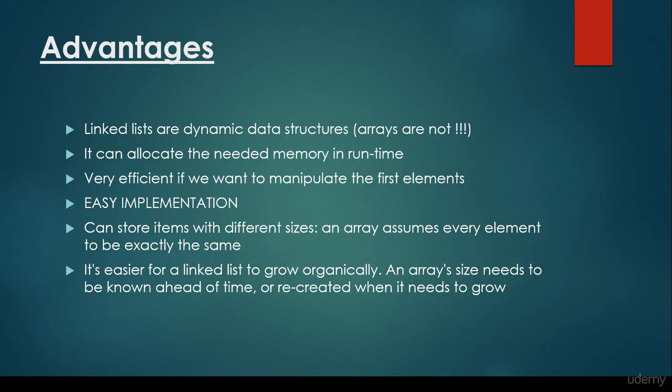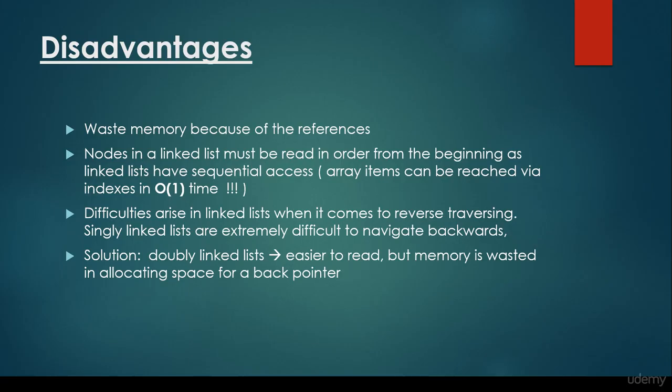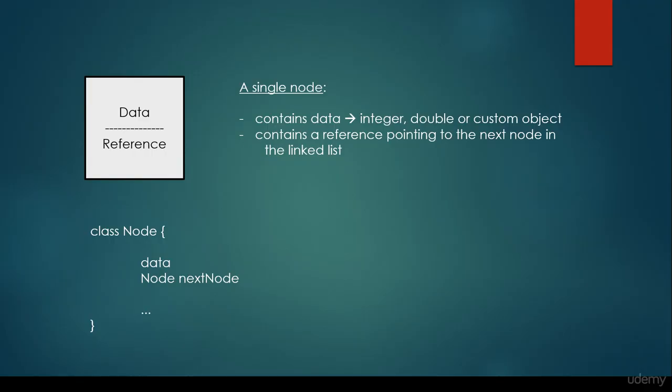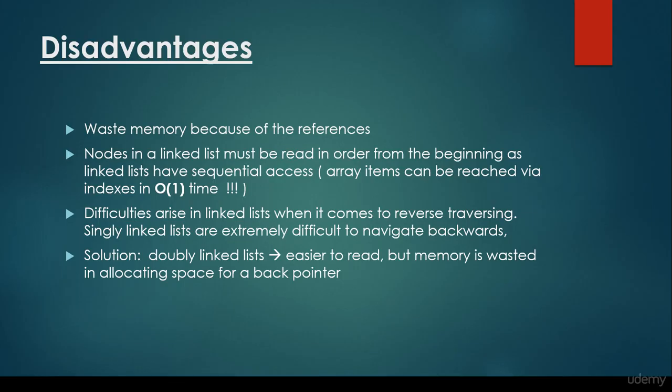Here, for linked lists, we are able to add a new node. We just have to update the references, the pointers, and it can be done in O(1), constant time complexity. What about the disadvantages of linked lists? It wastes memory because of the references. As we have discussed, every node contains a reference to the next node. It's going to be the pointer, and of course, it's going to consume lots of memory. So it wastes memory because of the references.